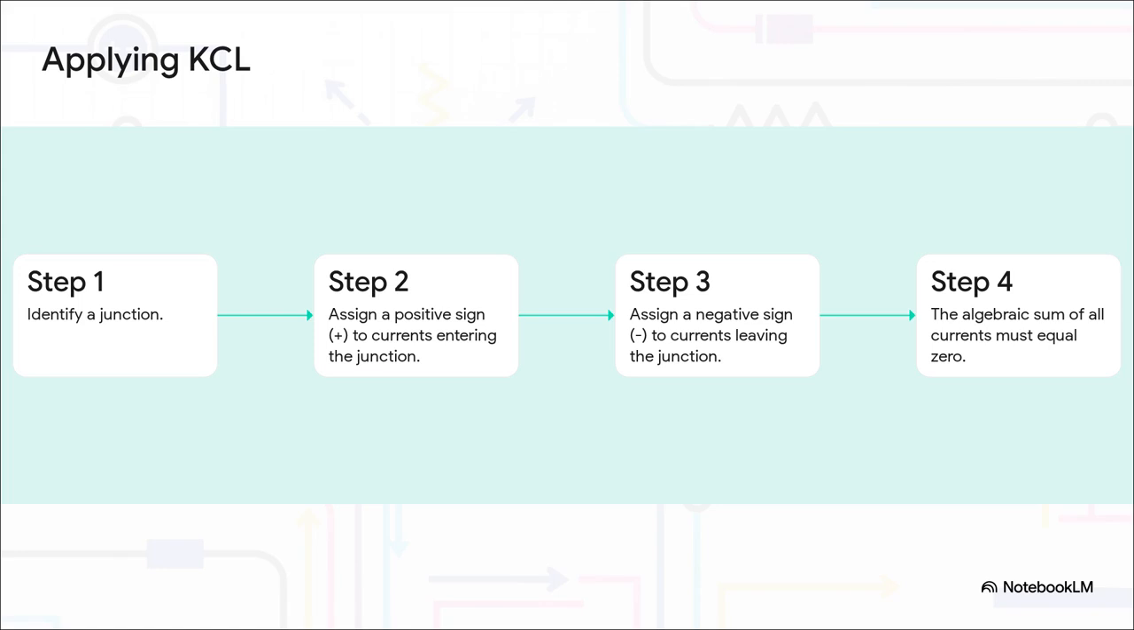And applying this law is actually a pretty straightforward four-step process. First, you find a junction. Then you just assign a plus sign to any current going in and a minus sign to any current going out. You add them all up and voila, the grand total has to be zero, every single time. It's how engineers know for sure that the flow of charge is perfectly balanced.